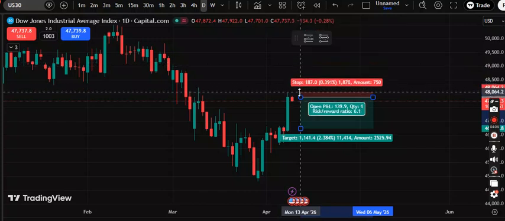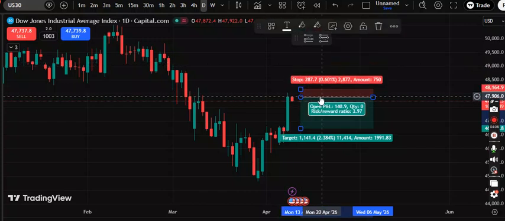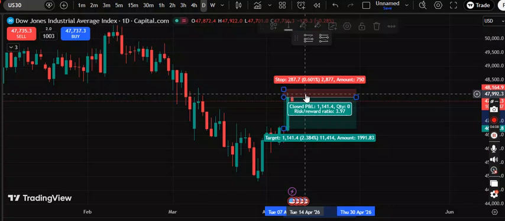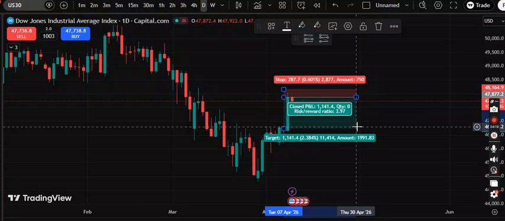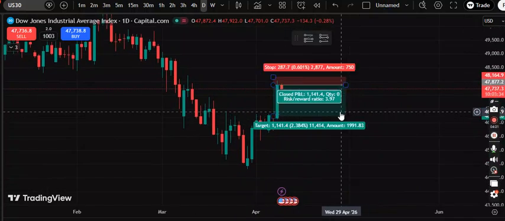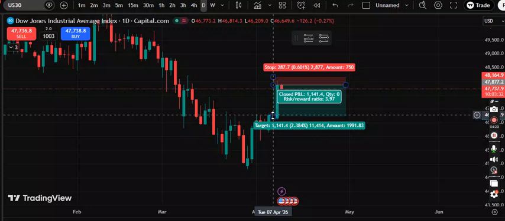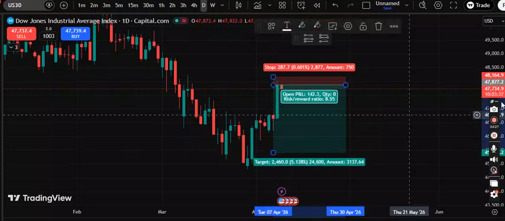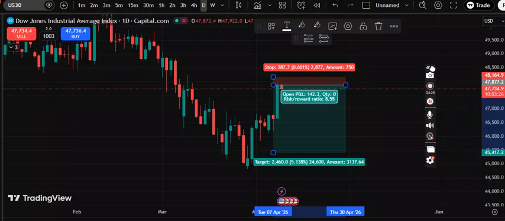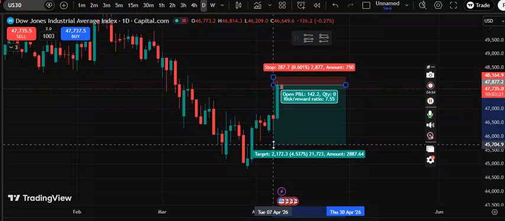My entry will be around this side to the areas of 45,000 and 500. So okay, my areas will be at this side. Okay, so let's say 45,500, and the risk reward ratio is very high.